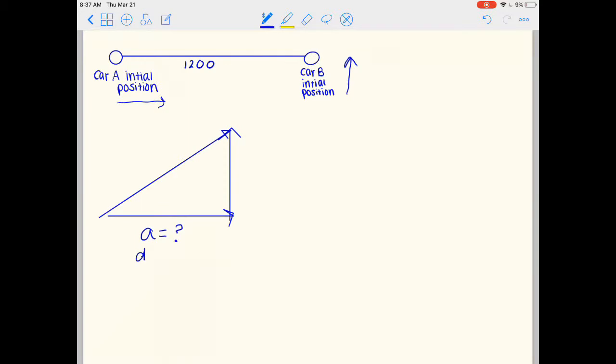So the side A, we don't know, but the differential of A is 35 miles an hour because we know car A is moving at a rate of 35 miles an hour. We're unsure of side B, but we know the differential is 55 miles an hour, and that's the rate of change. And we're looking for the rate of change of C.